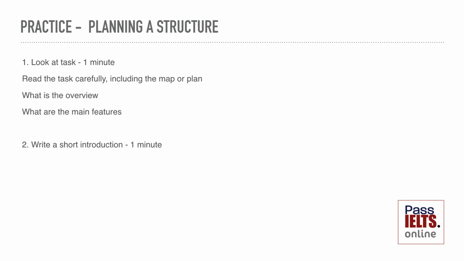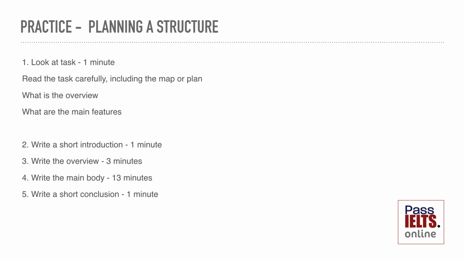Once you've done that, you need to take a minute to write a short introduction, followed by about 3 minutes to write your very important overview. Then you should take around 13 minutes to write your main body, a minute to finish off with a short conclusion, and a minute to check your writing.